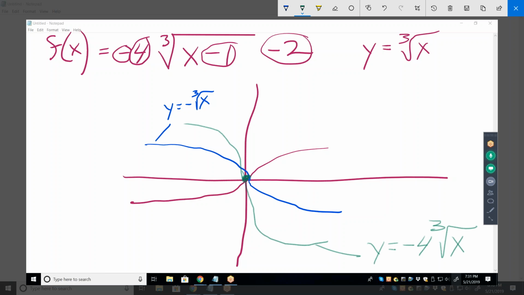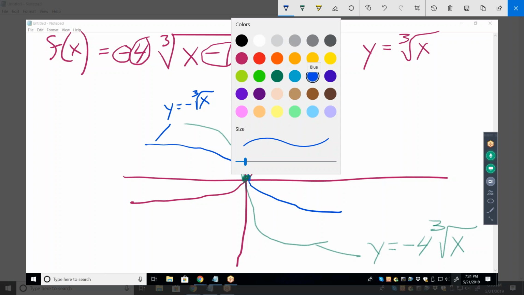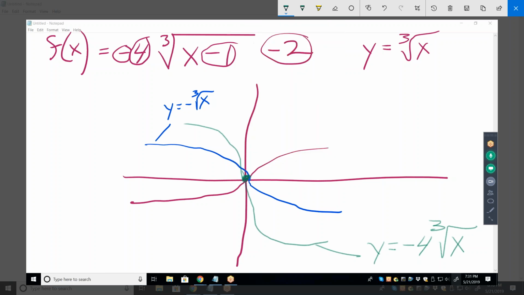Wow, that green is really not a good color, is it? Oh, that's because I was hitting the wrong button. I'll use this green this time.